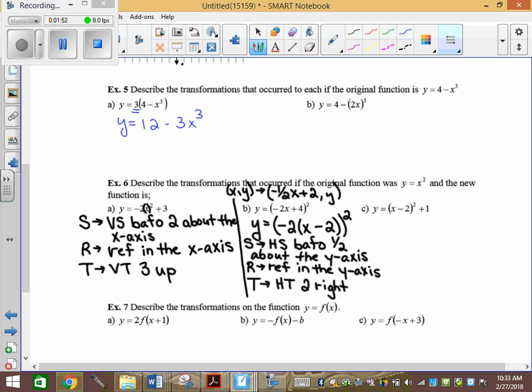So, describe the transformations. So we have stretches. So we have what kind of stretch? Vertical stretch by a factor of 3, because the vertical doesn't flip, change, switch at all, right? Horizontal does, vertical stays the same, as long as you have it in y equals. Vertical stretch by factor of 3 about the x-axis.